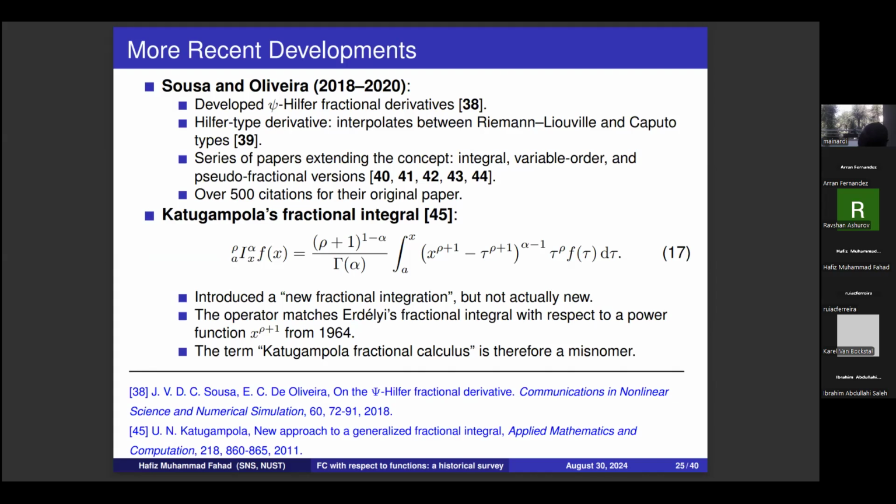Right, so Katugampola in 2011 introduced a fractional integral, claiming it as a new approach, but it essentially meshed the Erdélyi-Kober fractional integral with respect to a power function from work published in 1964. And thus, the term Katugampola fractional calculus is just a misnomer.